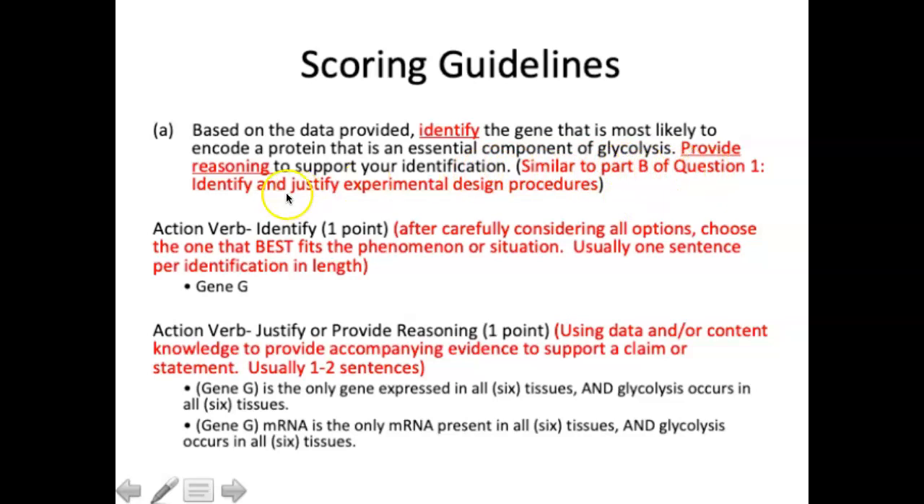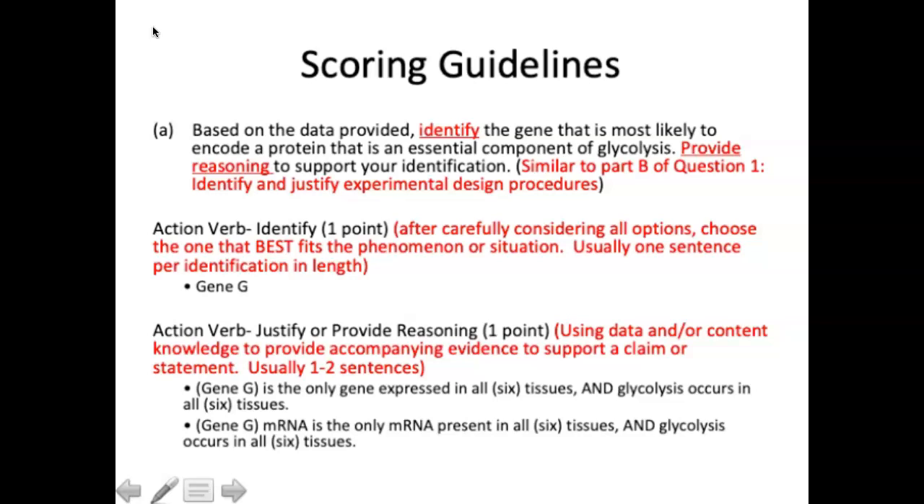Part B is going to ask you to identify and justify experimental design procedures. So part A asks, based on the data provided, identify the gene. So it's asking you for one of the 6 genes. Identify the gene that is most likely to encode a protein that is an essential component of glycolysis.